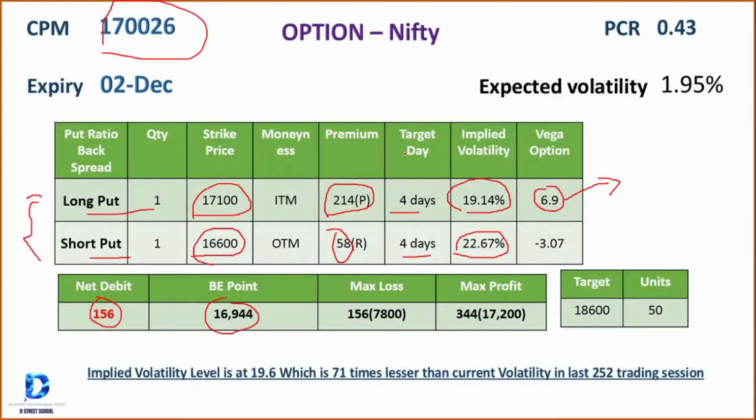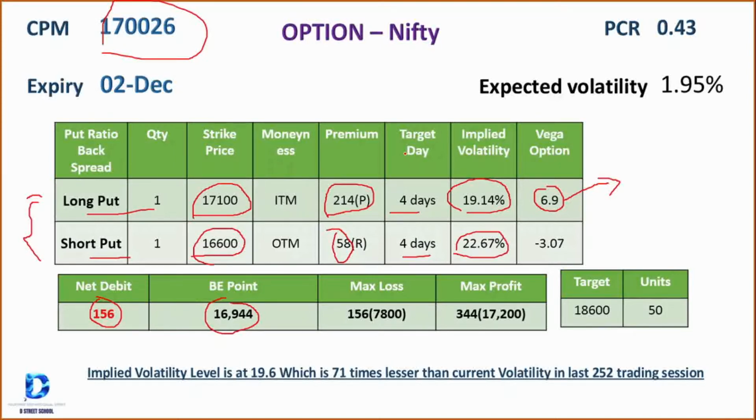The implied volatility level is 19.6, which is 71 times lesser than the current volatility in the last 252 trading sessions. It clearly tells us this 19.4% is 39 times greater than the historical implied volatility, which we calculated over the last 252 trading sessions. When implied volatility is high, the premium will cool off soon. So before that, we will start booking the profit.